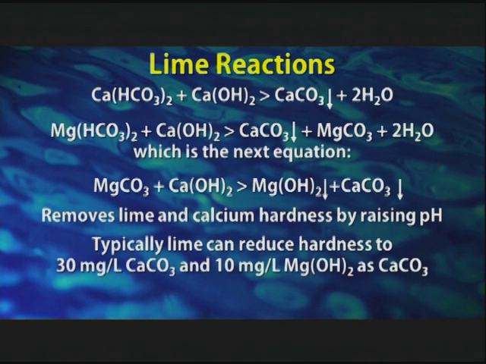And keep in mind, typically, the only way we're going to be able to get down to the right levels is to keep the pH high enough. And at the same time, we're never going to get below about 10 milligrams per liter of magnesium as CaCO3 and 30 milligrams per liter of calcium as CaCO3.